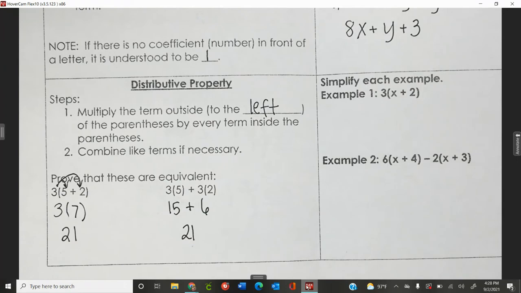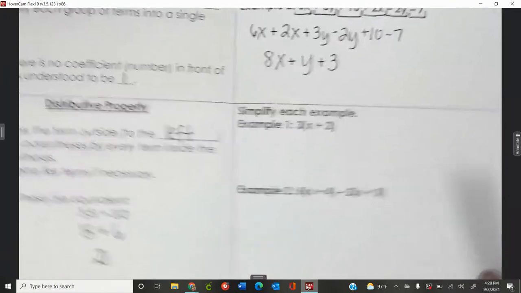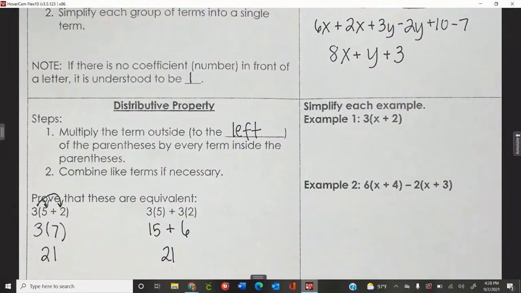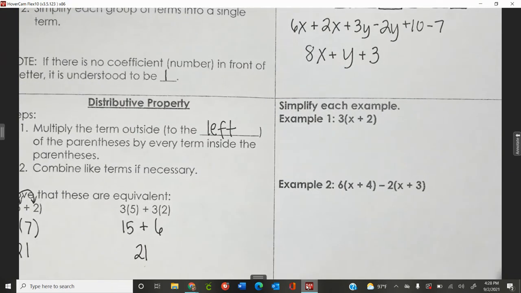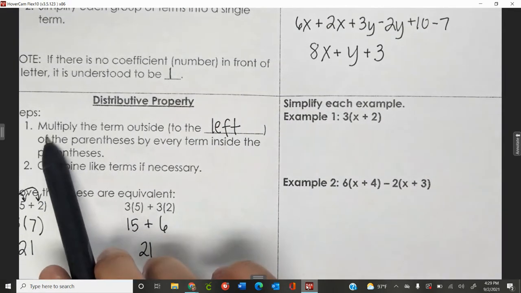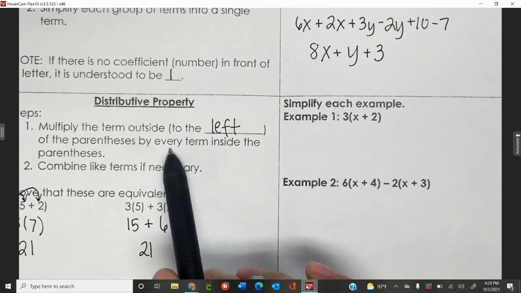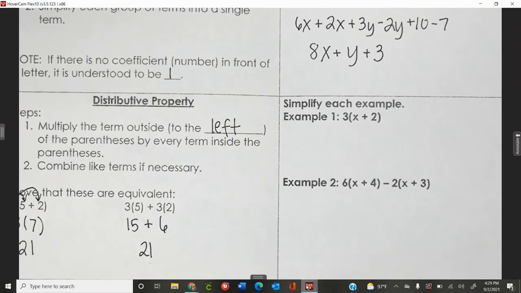However, you're not always just going to be dealing with numbers here. Now we're throwing in letters. So example 1 for distributive property says simplify each example. So we have example 1, which is 3, and then parentheses x plus 2. So step 1 says multiply the term outside of the parentheses by every term inside the parentheses.